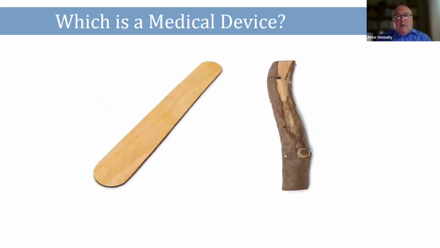So let me give you an example. One of these is a medical device and one isn't. Now, I'm sure I would get 100% right in that the one on the left is the medical device. It followed certain standards, it followed the regulations, and it manufactured a stick that could be used as a tongue depressor, but at the end of the day, it was still just a stick.